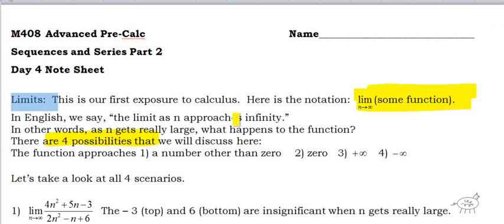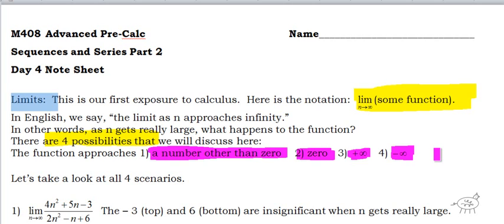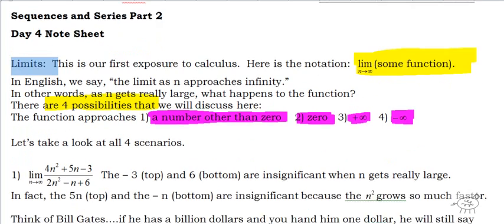The first one is that the result can be a number other than 0. The next one is going to be 0. The next one is going to be positive infinity, and the next one is going to be negative infinity. So those are the 4 possibilities that can happen as n goes to infinity. We're going to take a look at all 4 scenarios here.